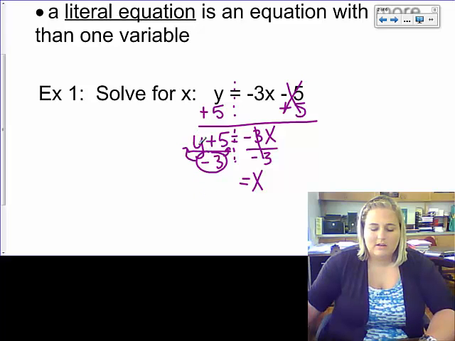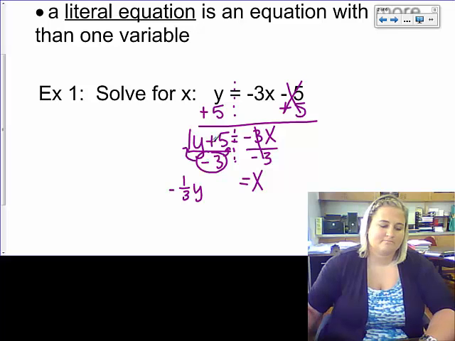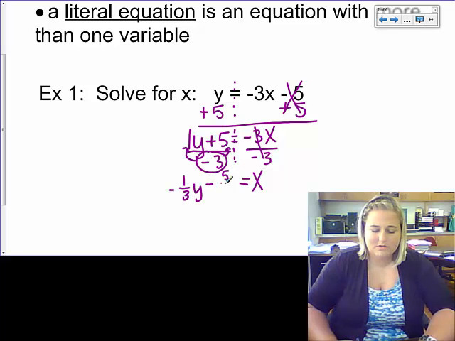So in front of this y, I hope that you remember that when we don't show a coefficient, it is an understood 1. So I could show this to be -1/3 y. And then I have positive 5 over -3. Positive and a negative are opposites, so I'm going to have -5 over 3. Final answer.